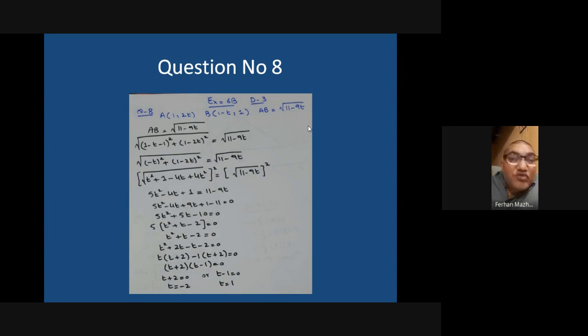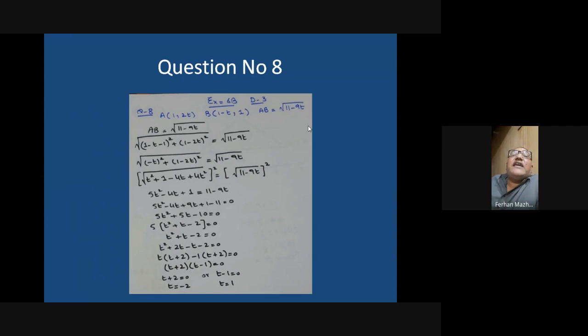t square plus 2t minus t minus 2 equals to 0. And then I will take the t common and you will have t plus 2 inside the bracket. From the last 2 terms, I will take the minus 1 common. So in the bracket, the signs will change. We will have t plus 2 in that bracket equals to 0.